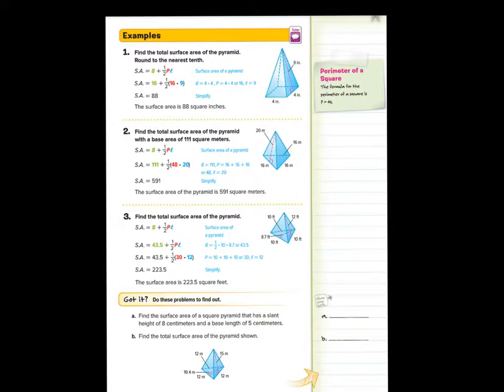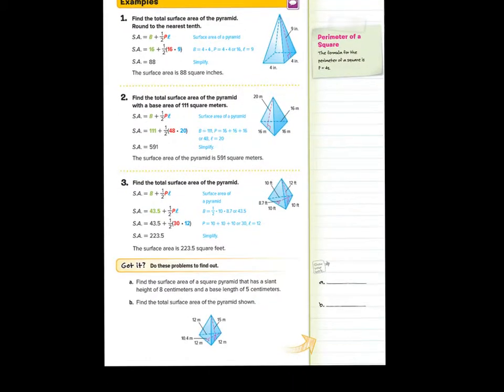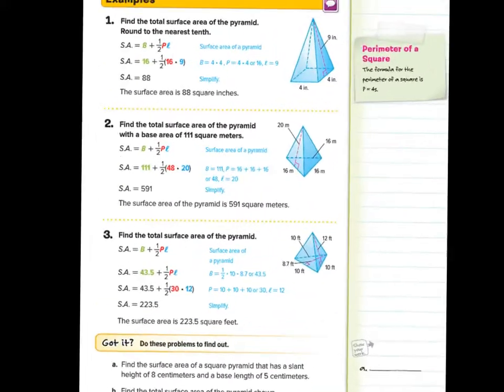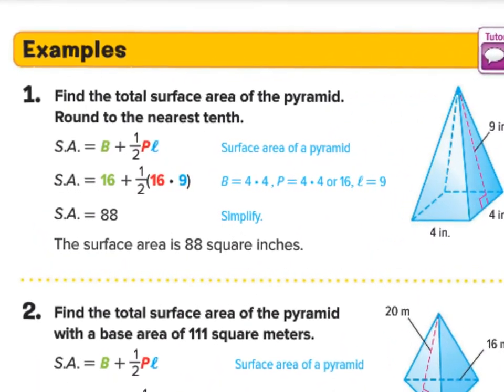As you can see, this is the page with all the examples 1, 2, and 3, where we have a square pyramid, 4 by 4. Then we have a triangular pyramid, and again, another triangular pyramid. You can see how all the numbers are substituted, and then later on we get to try one ourselves. Now let me zoom in so that you can take a look at these carefully.